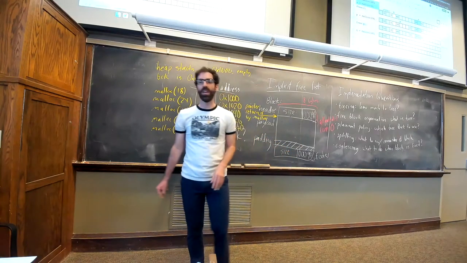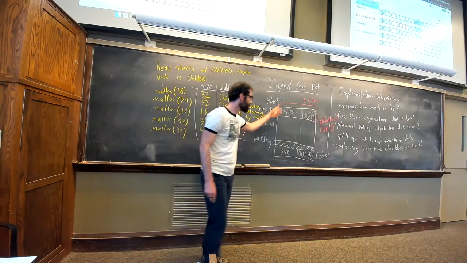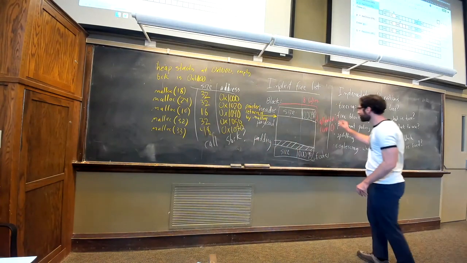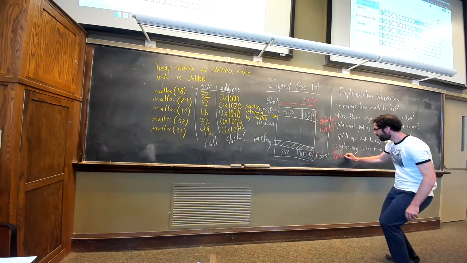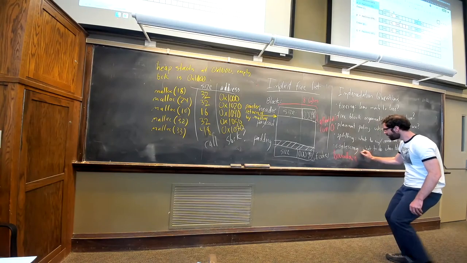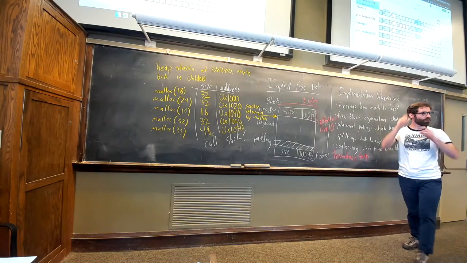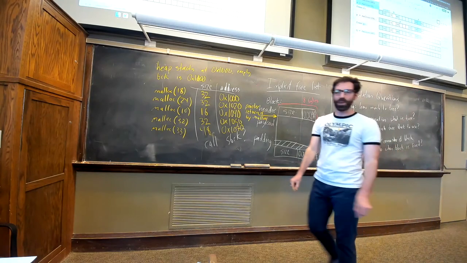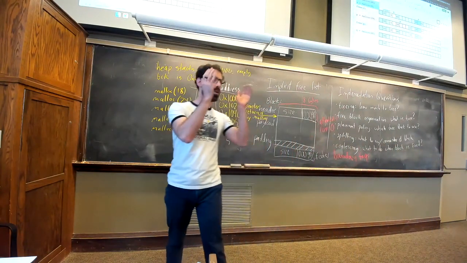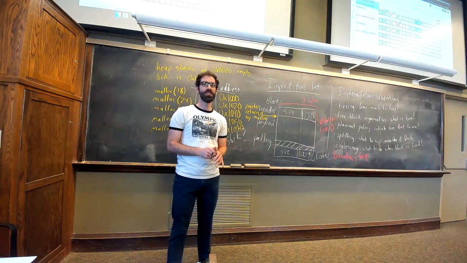So once we add this header and footer, which are called boundary tags, because they indicate the boundaries of a block, once we add these two, we will have a minimum of 32 bytes in each block.